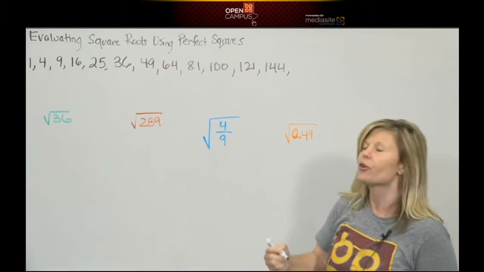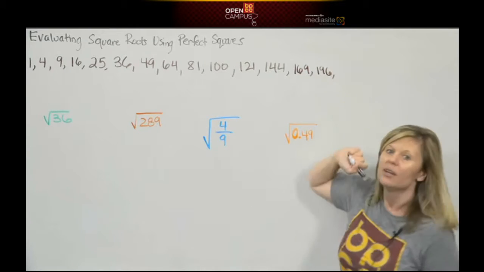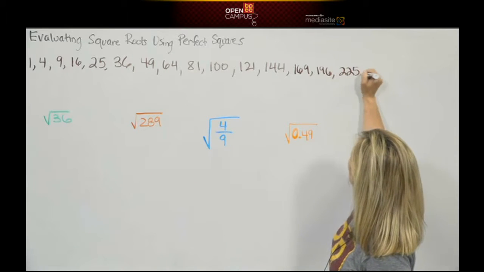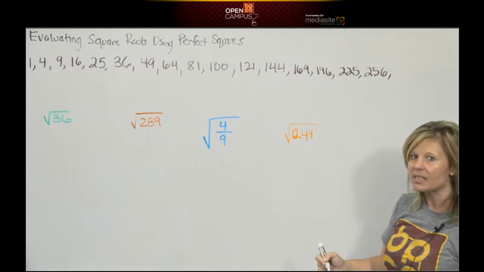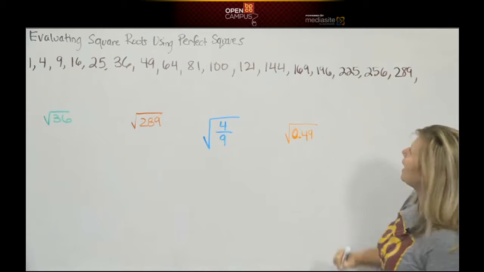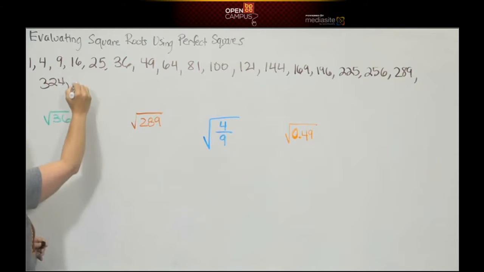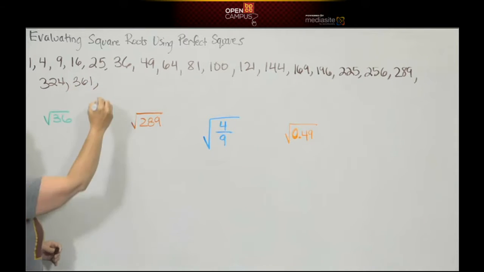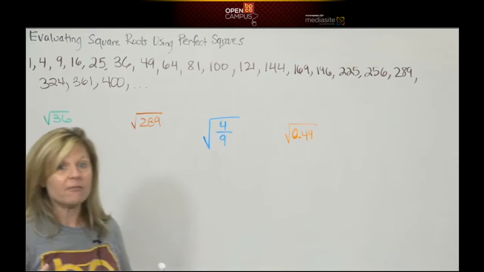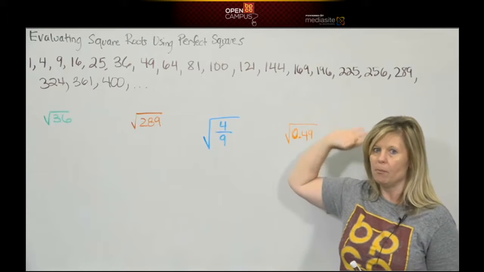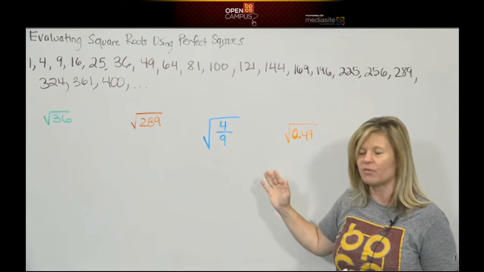Let's continue the list. 13 times 13, 169. 14 times 14, 196. 15 times 15, 225. 16 times 16, 256. 17 times 17, 289. 18 times 18, 324. 19 times 19, 361. 20 times 20, 400. So it would be to your benefit, I know it's crazy, if you would memorize this list of perfect square numbers. Because now to perform the operation square root, it becomes very simple.